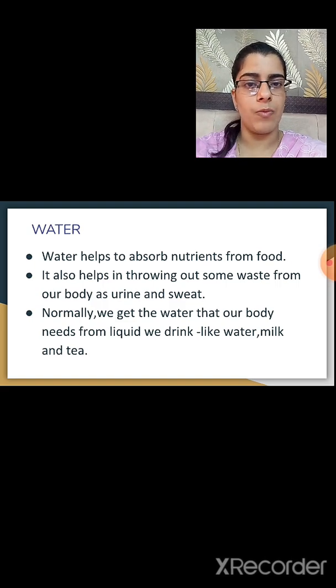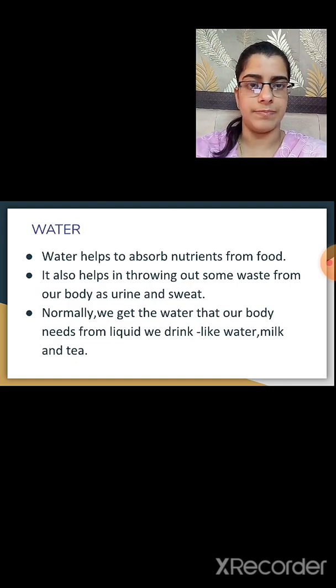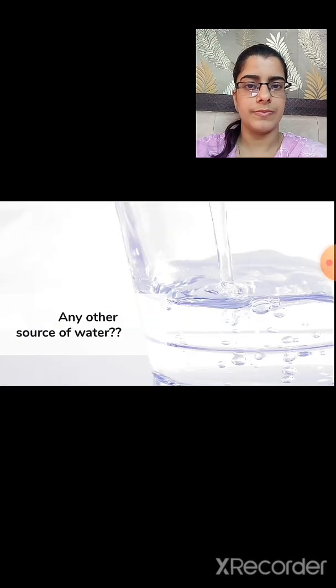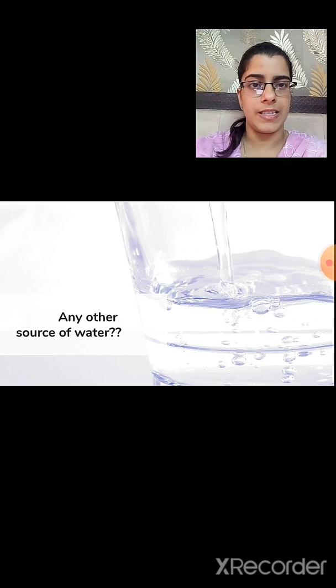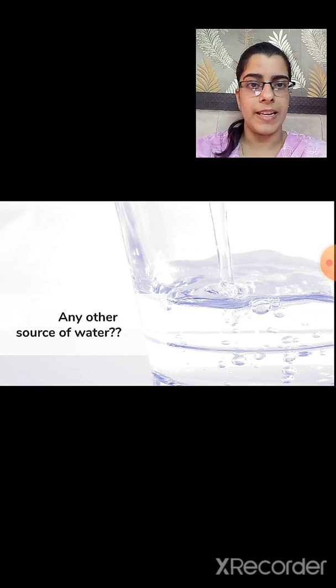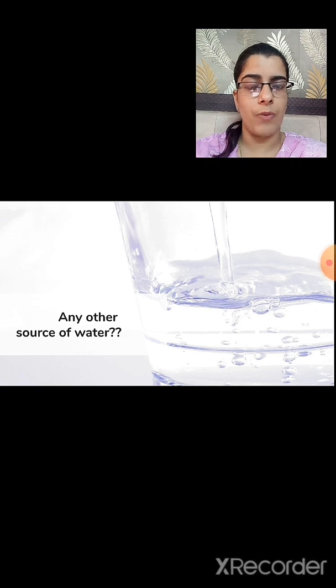Normally we get the water that our body needs from liquids we drink like water, milk and tea. Do you know any other source of water? We get water from some vegetables like cucumber and watermelon, which are rich in water content. They contain a lot of water in them.